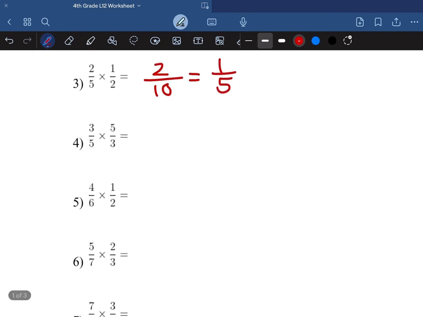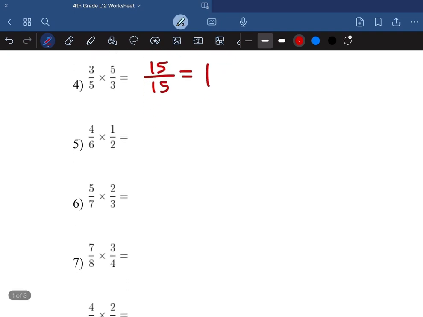Number 4, 3 times 5 is 15. 5 times 3 is also 15. And we can simplify this by dividing 15 by 15, which is 1. Number 5, 4 times 1 is 4. 6 times 2 is 12. Divide both the numerator and the denominator by 4 to get 1 over 3.